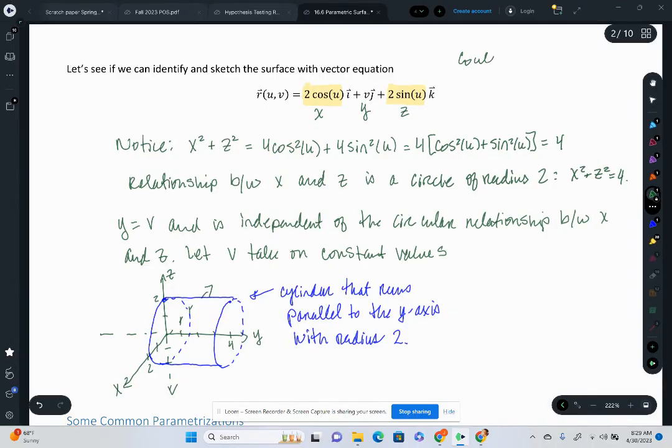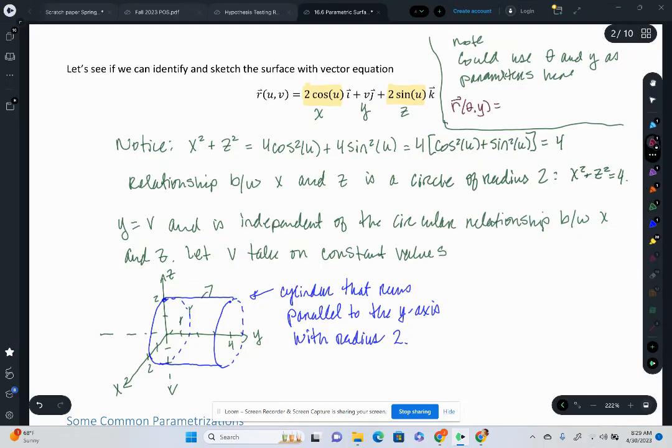So we could use theta and y as parameters here. This is just kind of a note, an aside that's not part of our problem, but we could have said r of theta, y is equal to a vector with components 2 cosine theta, y, and 2 sine theta. So it still looks the same, just different parameters. It means it's exactly the same thing. We just use different letters. Okay, don't let the letters trip you up.